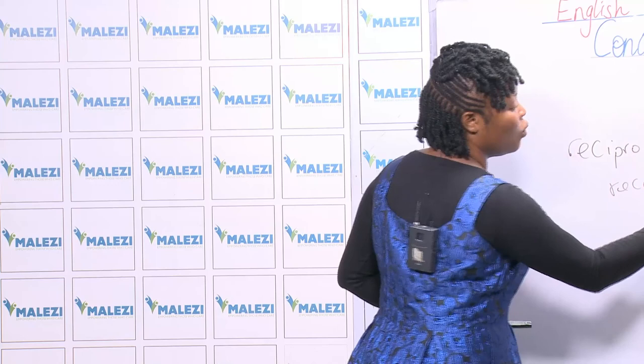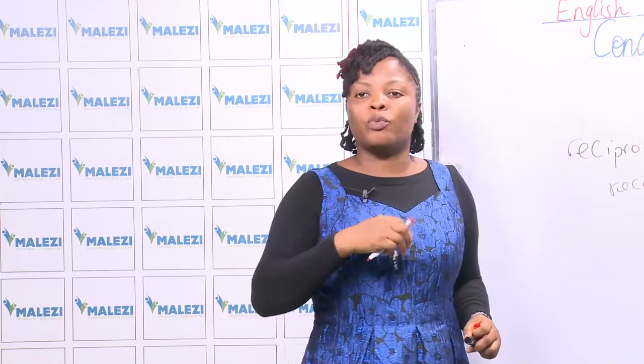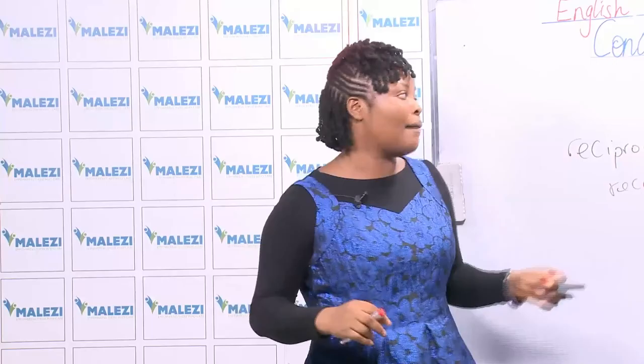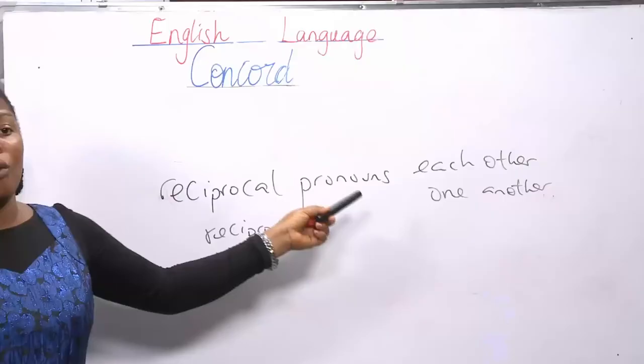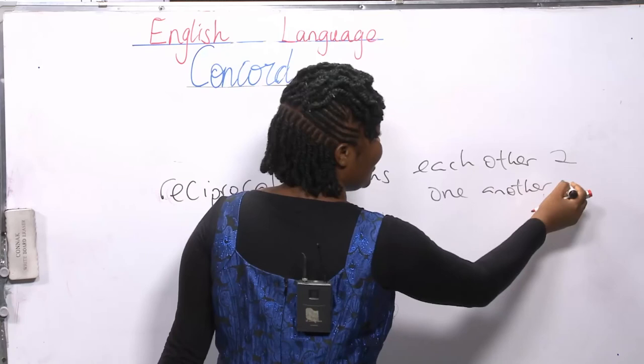Simply because it has to do with reciprocation. That is, what I do to you, you also do to me. So we only use them when two people or more than two people are reciprocating the same thing. So the couple love each other. It means the husband loves the wife, and the wife in turn loves the husband. The crew loves one another. It means all the members of the crew have love for one another. They reciprocate. So we call them reciprocal pronouns. So each other for two people, one another for more than two people. Abe, I hope that answers your question.